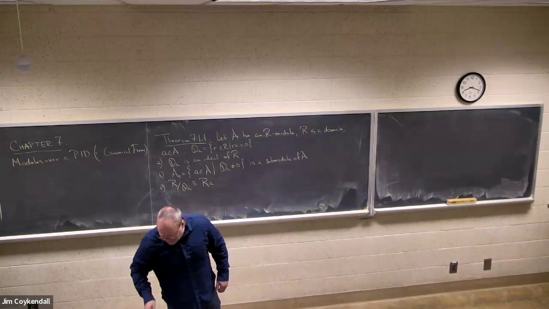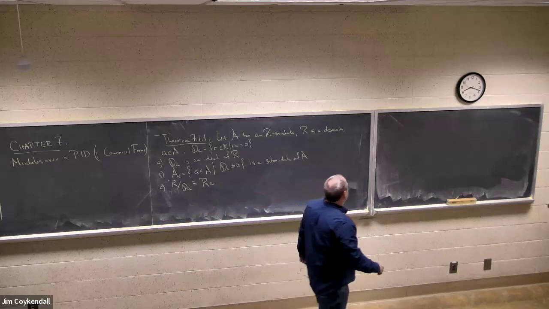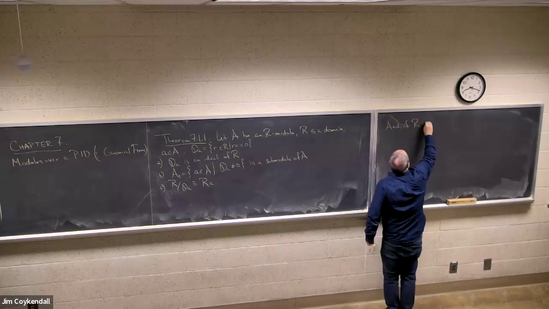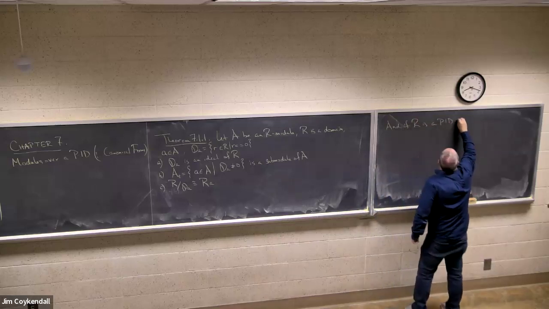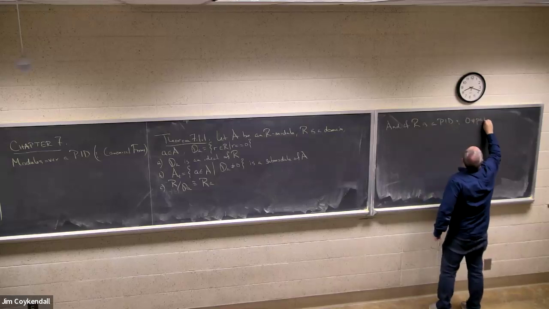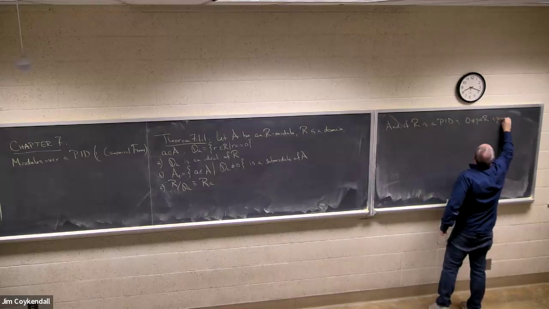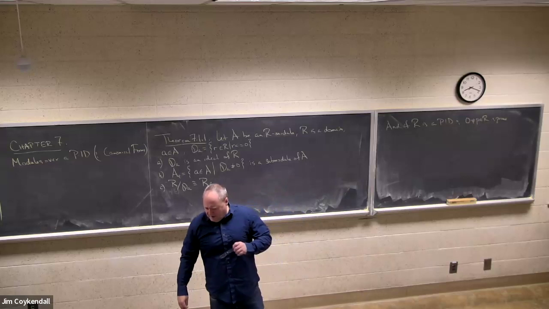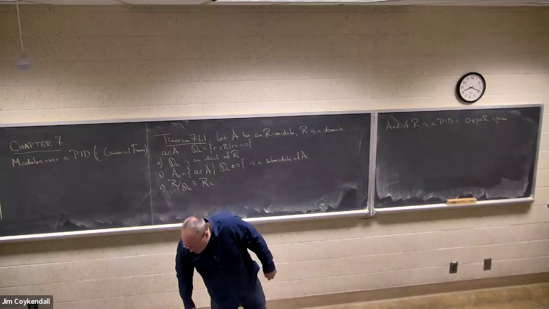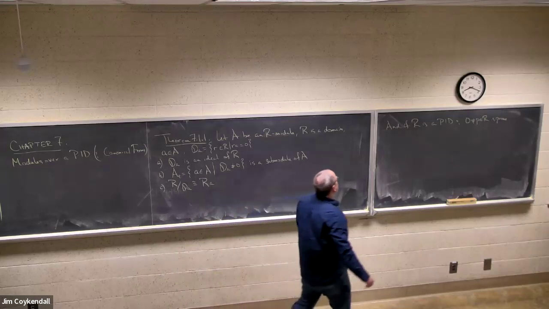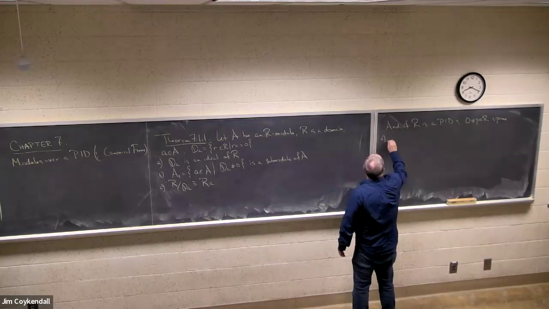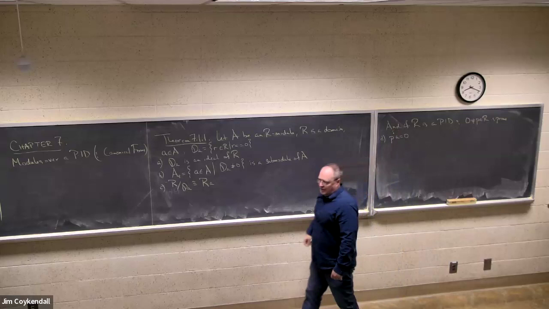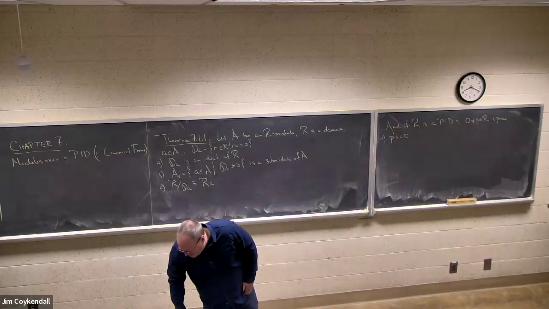So let me add an assumption here. If R is a PID and P is a non-zero prime, okay, so now we're moving from integral domain to PID. Then P^i A is zero.